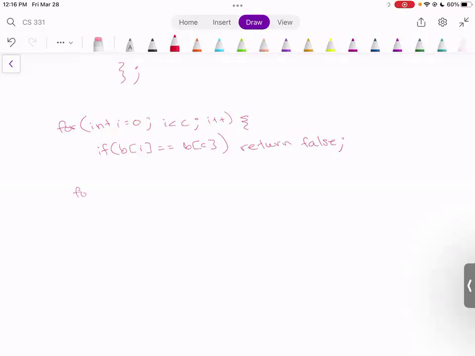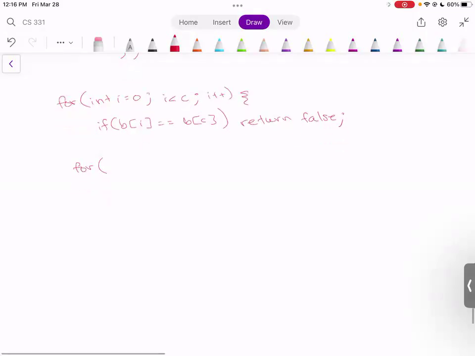Then we have a second for loop. We have to write it as a separate for loop because the condition is going to be different. It doesn't meet the same condition. And our condition, I'll put it in black, is while the helper array does not equal -1.